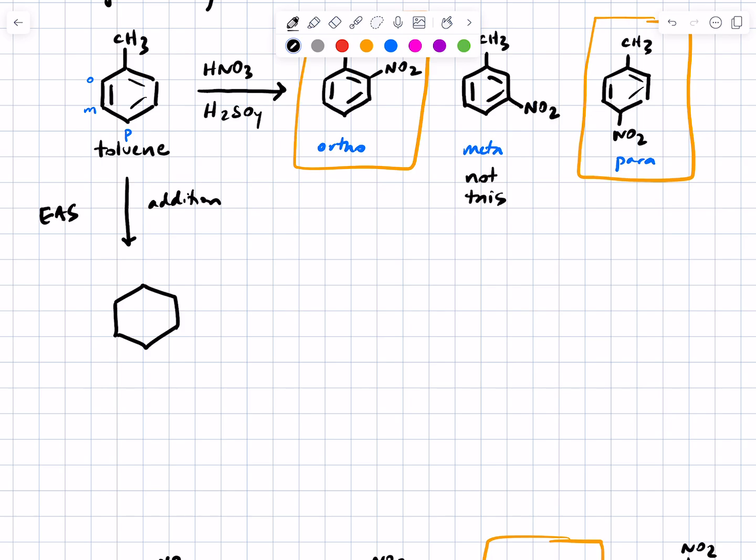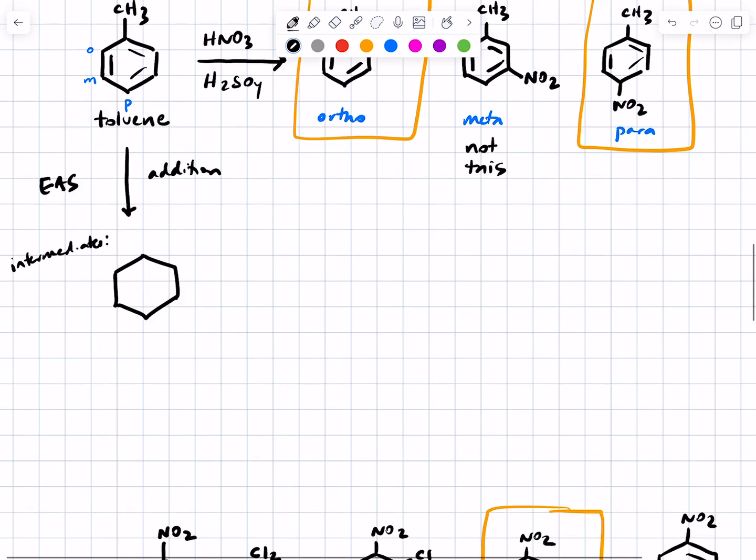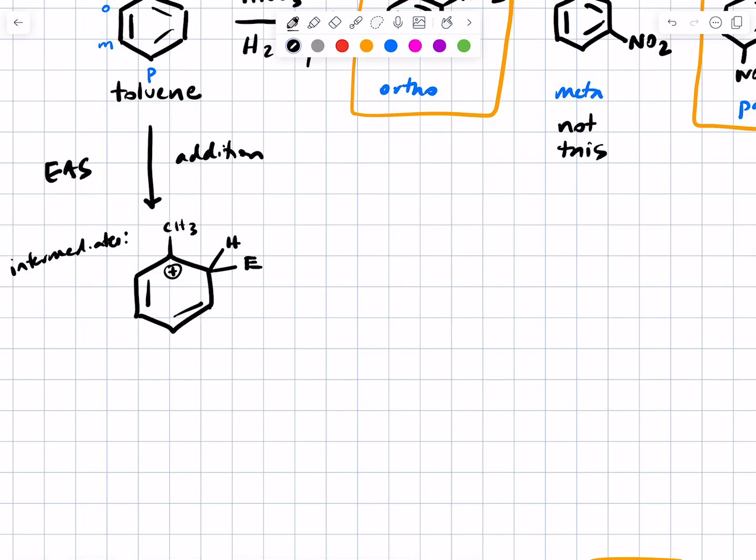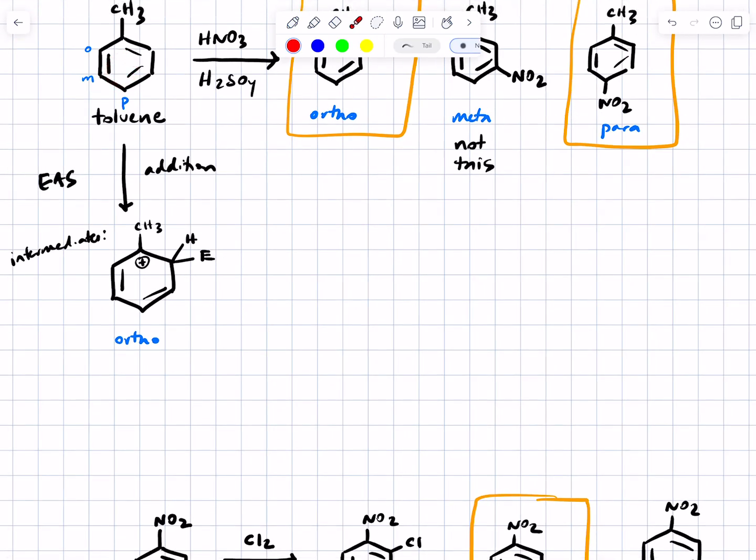I'm going to be general and just use the letter E for electrophile. I'm going to show you the intermediate that you would get for ortho substitution. So that would put the electrophile on the ortho carbon and put a positive charge there. So that's the ortho intermediate. This is an uphill in energy step, right? You're breaking aromaticity, you're forming a high energy carbocation. And so we would expect that this step would be faster if it led to a more stable carbocationic intermediate.